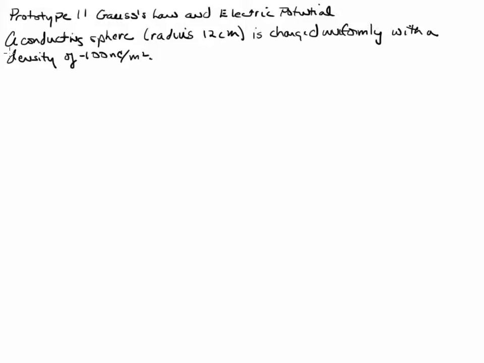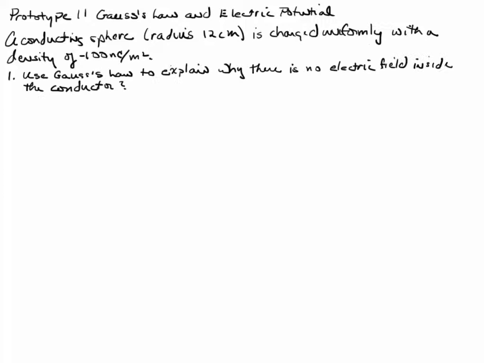A conducting sphere, radius 12 centimeters, is charged uniformly with a surface charge density of minus 100 nanocoulomb per meter squared. Use Gauss's law to explain why there is no electric field inside the conductor. Pause the video, write your explanation.